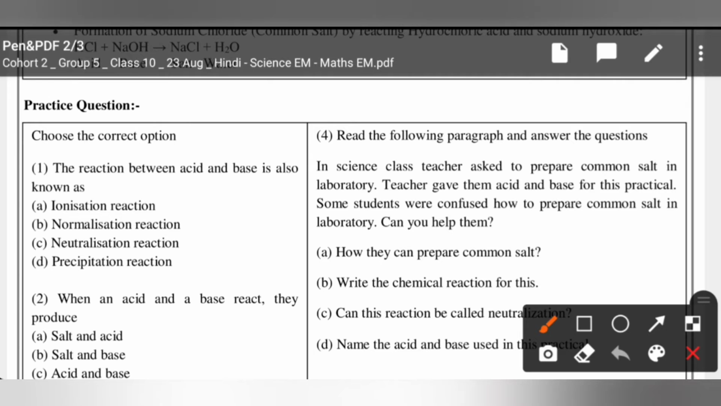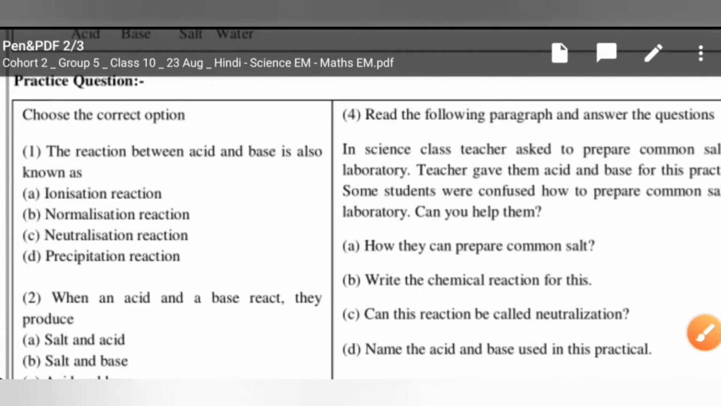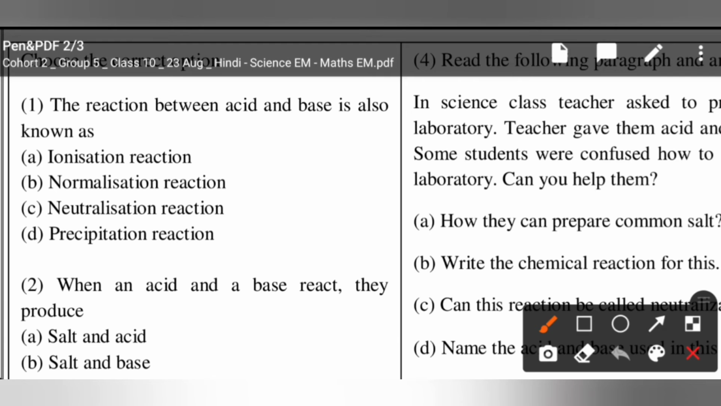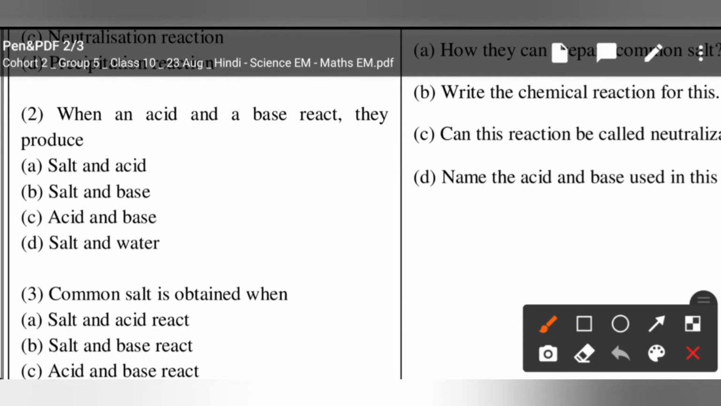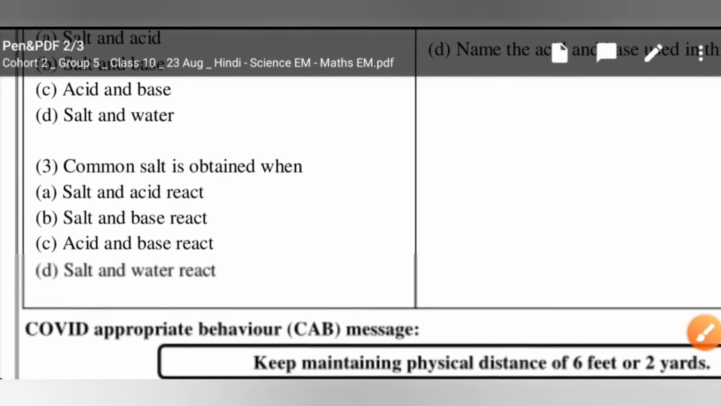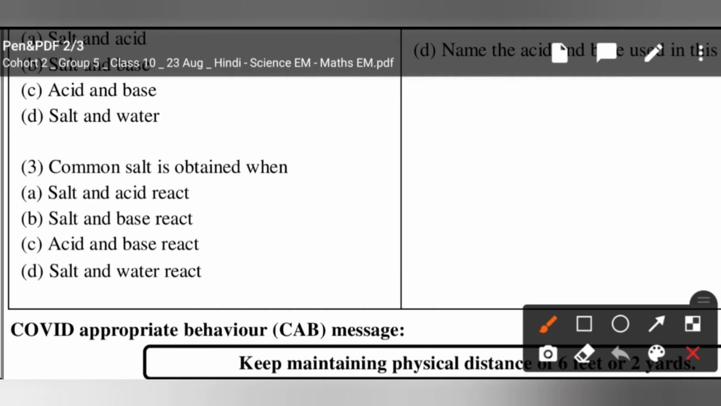So here some practice questions are given. Choose the correct option. The first one is that the reaction between acid and base is also known as, it's so easy, we have learned just now, it is known as a neutralization reaction. When an acid and base react, they produce salt and water. So the D option is correct. The next one is that common salt is obtained when, how do you get the common salt? You get the common salt when an acid and base react with each other, isn't it? So the C option is the correct one.